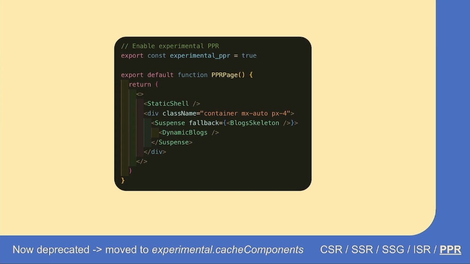It's experimental. In fact, 2 days ago, with the beta of Next.js 16, we are now at 15.4 or 5. It was just moved to a new flag. So that experimental PPR is now deprecated. Now it's experimental cache components as a new name, but it is still referred to as PPR.